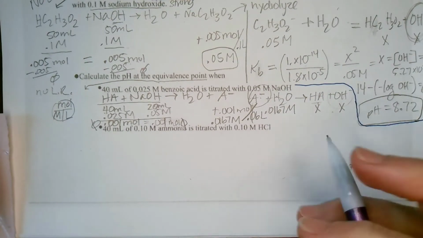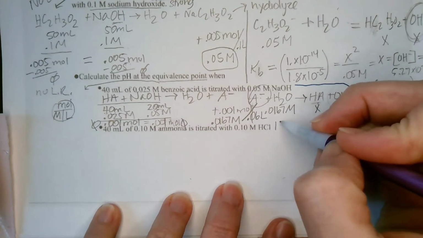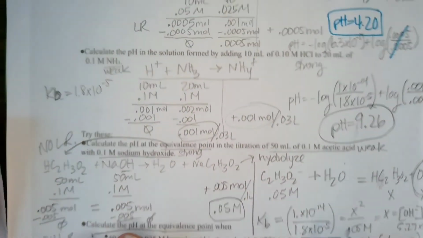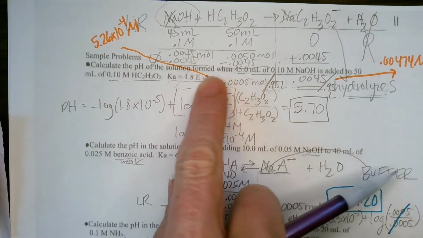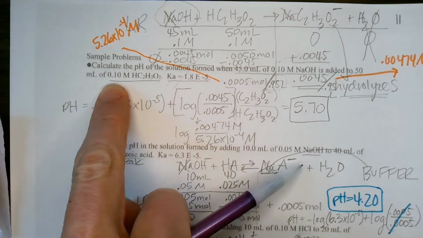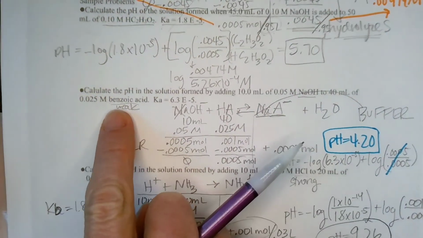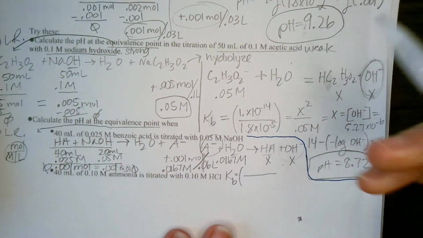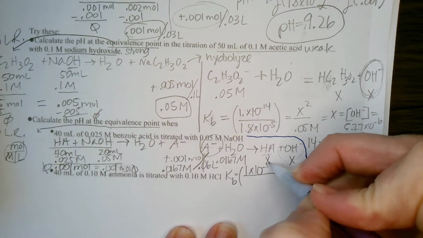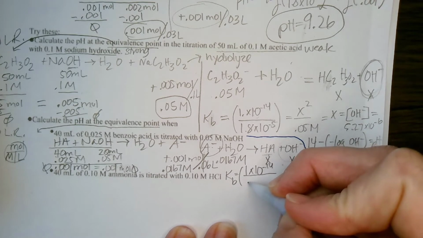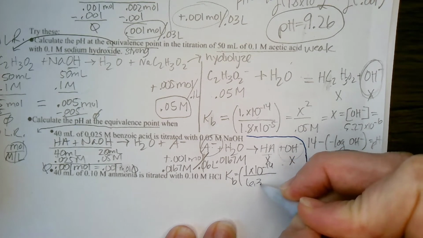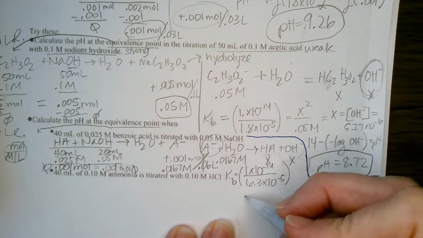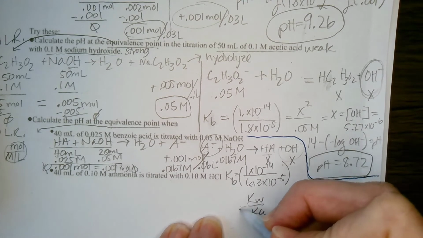So now when we find our Kb for the acid, way up above here, benzoic acid gave us the Ka. Benzoic acid is 6.3 times 10 to the negative 5. That's its Ka. So let's find the Kb by doing water, 1 times 10 to the negative 14, divided by the benzoic acid Ka, 6.3 times 10 to the negative 5. Again, this is my Kw divided by Ka to give us our Kb.